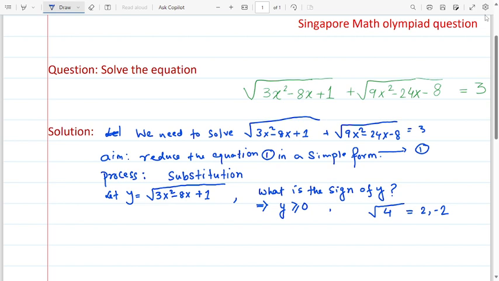The reason is that whenever we say square root, we always take the principal square root. So that means if you say square root of 4, by the convention, we have to write square root of 4 equal to 2. That is the principal square root. Okay, so by that logic we are saying that y is greater than or equal to 0.